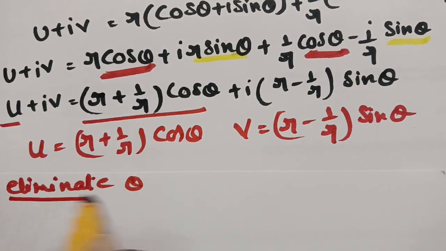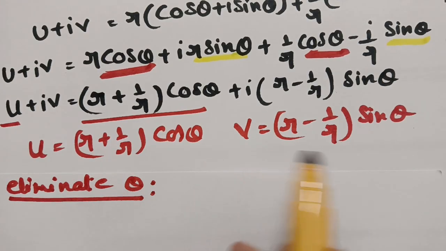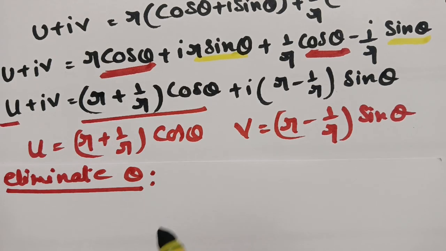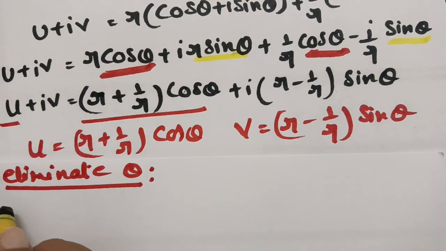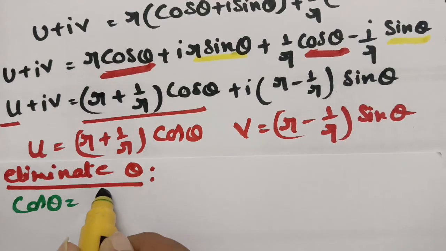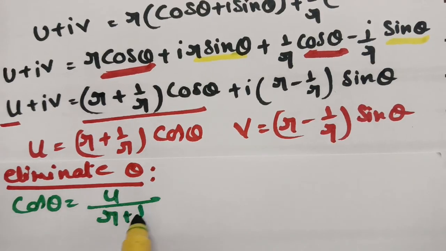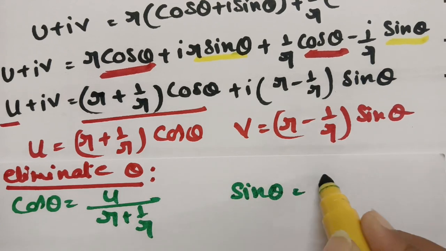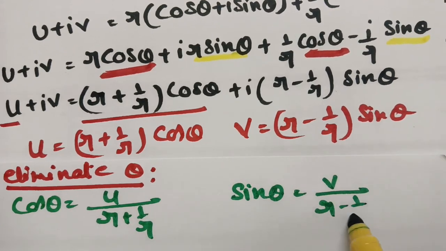So, eliminating theta. From these two equations, if I am going to eliminate theta, cos theta is equal to u by r plus 1 by r. Clear? And now what will be the sin theta value? Sin theta is equal to v by r minus 1 by r.